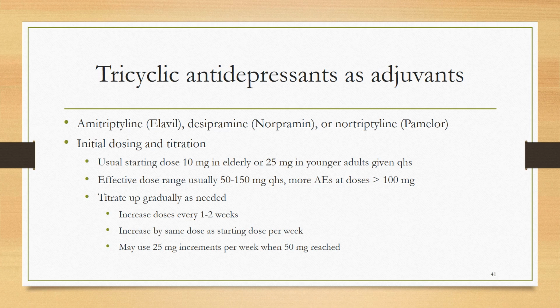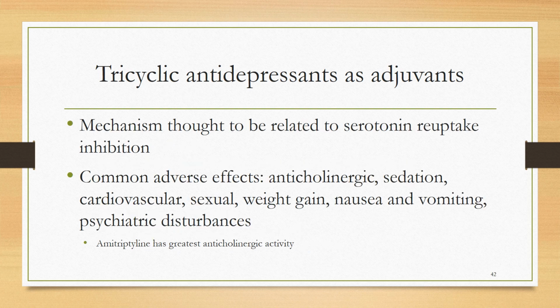You really don't want to use these in somebody with heart disease. We can have some sexual dysfunction, weight gain, nausea and vomiting when started, because remember that serotonin binds to the GI tract, and that's what causes nausea. And then you can have some psychiatric issues due to the anticholinergic effects, which is part of the reason you start low in the elderly. The mechanism is thought to be related to serotonin reuptake inhibition. There is some question about that, but that is the running theory.